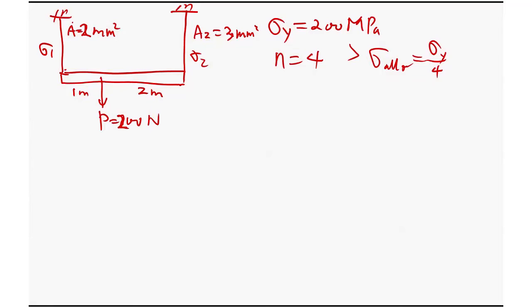Make a cut, free body diagram, right? Okay, so where do you make a cut? What are you looking for first? You're looking for sigma 1, sigma 2. How can you get sigma 1, sigma 2? You need N1, N2, the internal force, right? So I need to find the internal force in cable 1 and cable 2. That's my objective. Therefore, how can you make the first force and the second force show up?